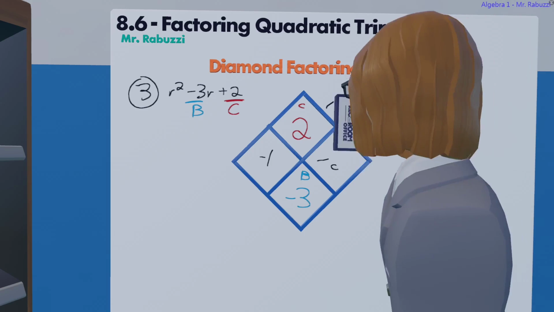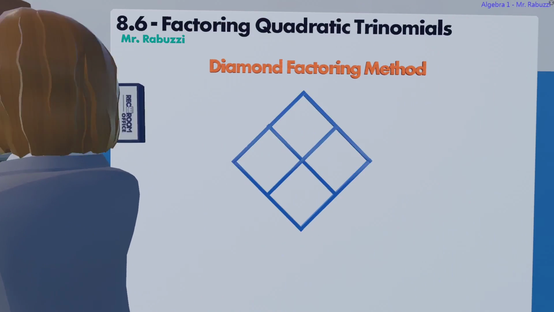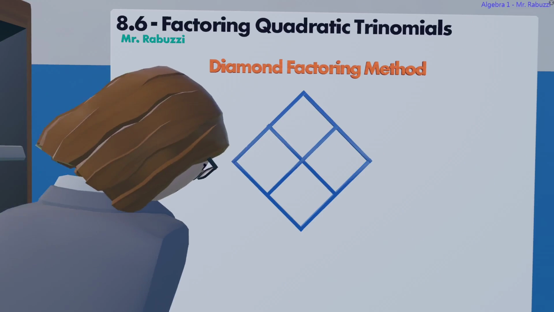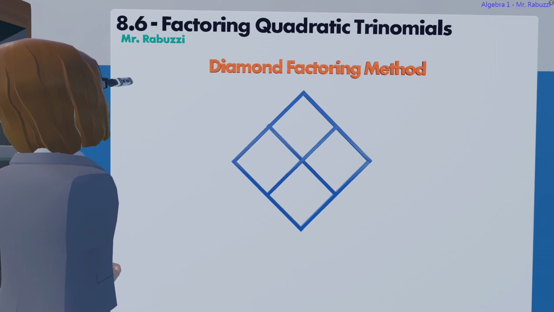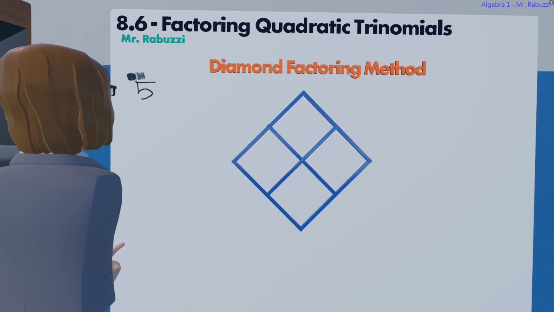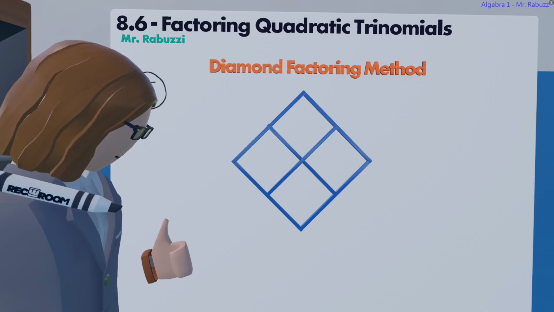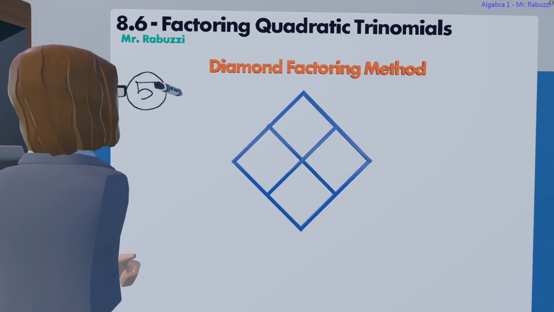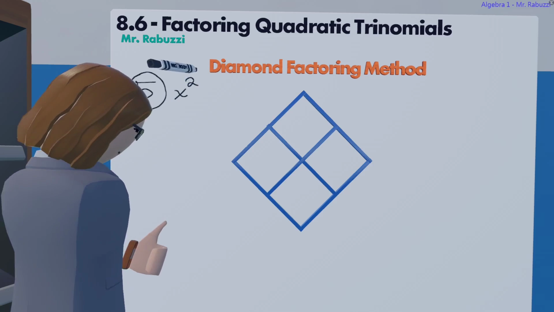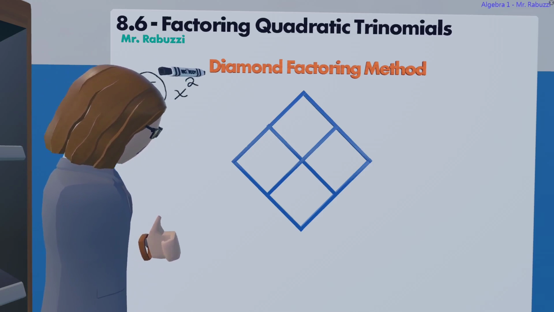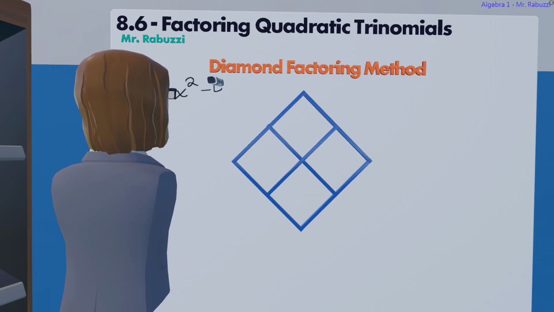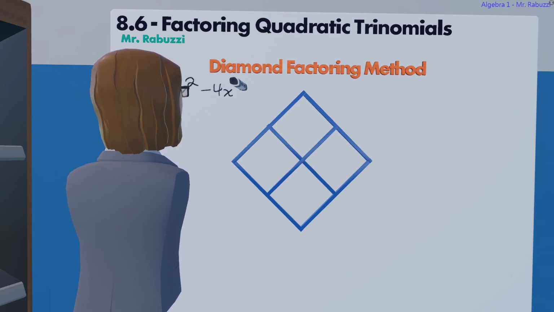Next one. Oh, I erased the word factors again. I didn't need to do that. All right, this one is number 5 on your assignments page, and it is x squared minus 4x minus 21.